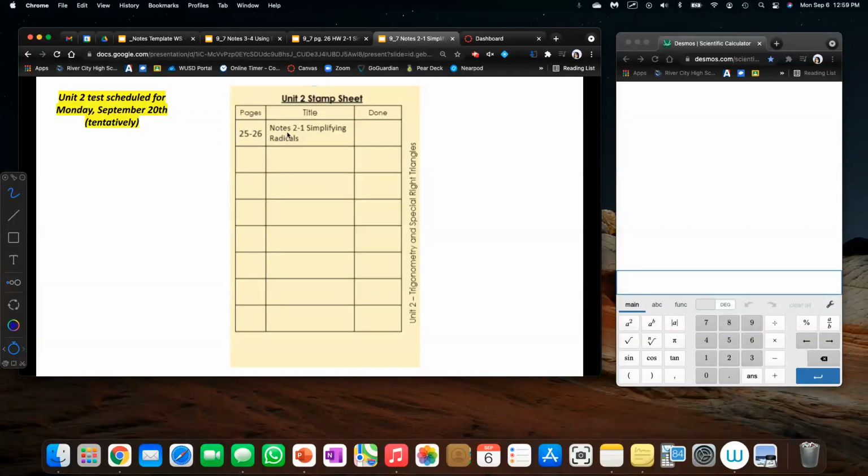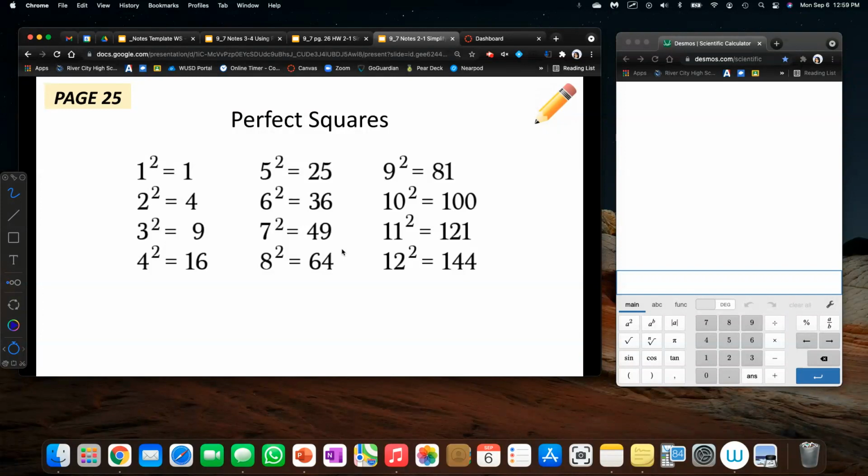All right, in this lesson, we're going to learn how to simplify radicals. So in order to simplify radicals, we need to know the perfect squares. And the perfect squares are these numbers right here, 1, 4, 9, 16, etc. We can continue this list on forever, right? The next one would be 13 squared, which is 169, 14 squared, 15 squared, etc.